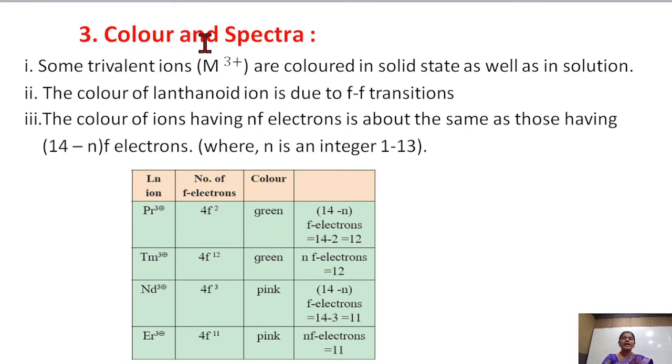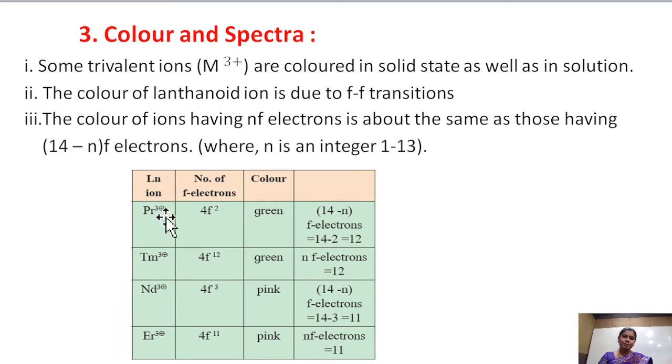We will see the color and spectra of the lanthanoid elements. Some trivalent ions, like M3+, are colored in the solid state as well as in solution. The color of the lanthanoid ion is due to f-f transitions. The color of ions having n f electrons is about the same as those having 14 minus n f electrons, where n is an integer from 1 to 14.